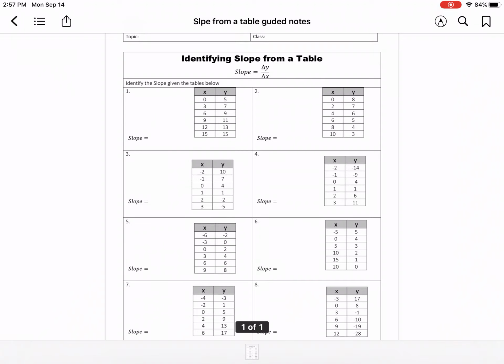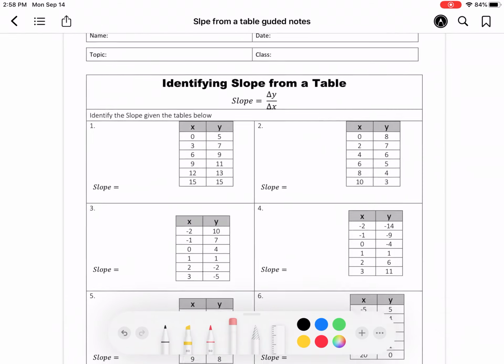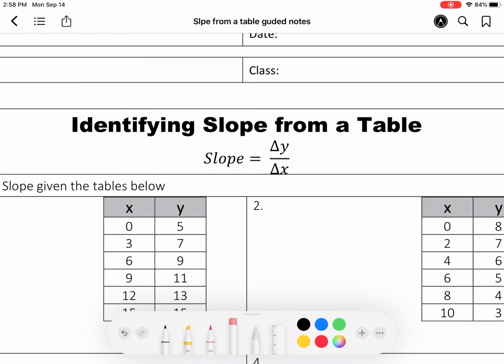Good afternoon. Today we are going to be discussing how to calculate slope from a function table. We've already learned how to calculate slope from a graph and slope from 2 points. So today we're going to focus more on how to calculate slope from a table. So the first thing that we're going to look at is how do we do it.